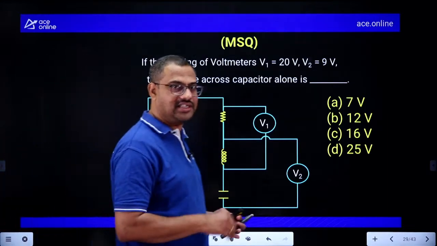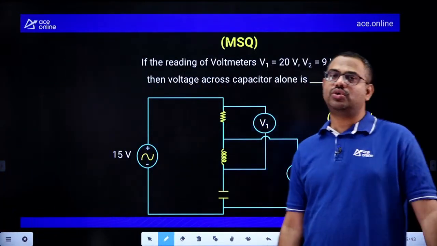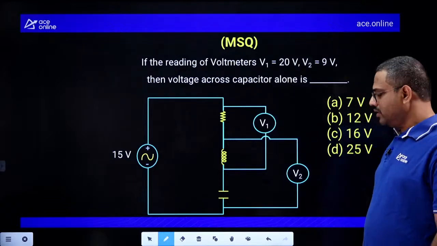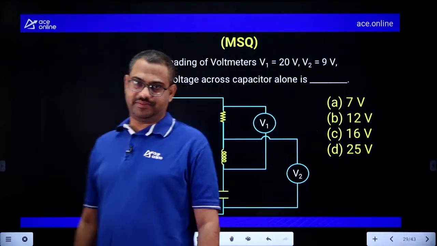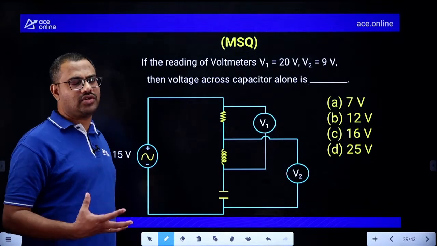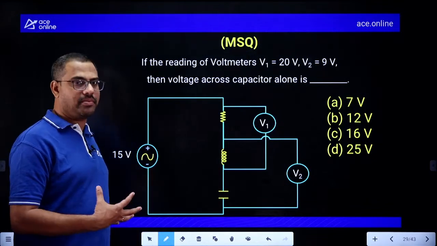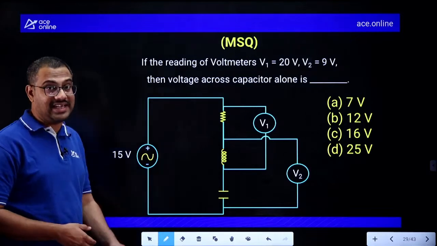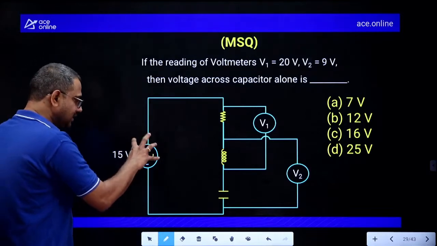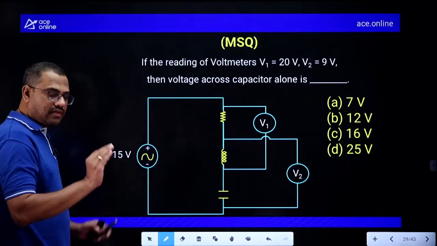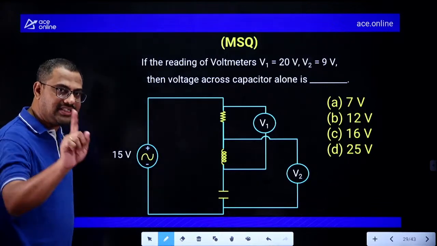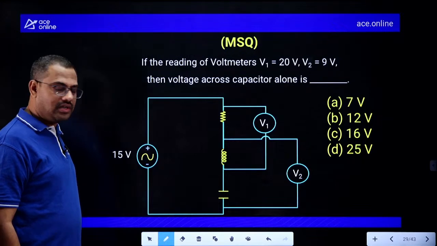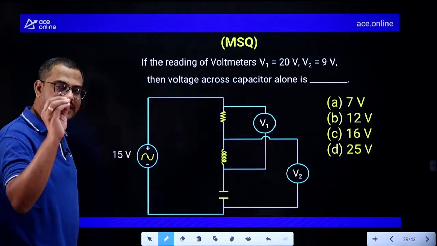MSQ, multiple select. This is one of the beautiful problems. I am doing the MSQ now. Everybody watch this. This is a problem from AC steady state. The first problem was an impedance concept, that is also AC steady state. The second problem is pure DC but a dependent source model. Now this problem is again AC steady state, but see here. There is a sinusoidal source of 15 volts. Without mentioning anything, just voltage given means it is the RMS value.